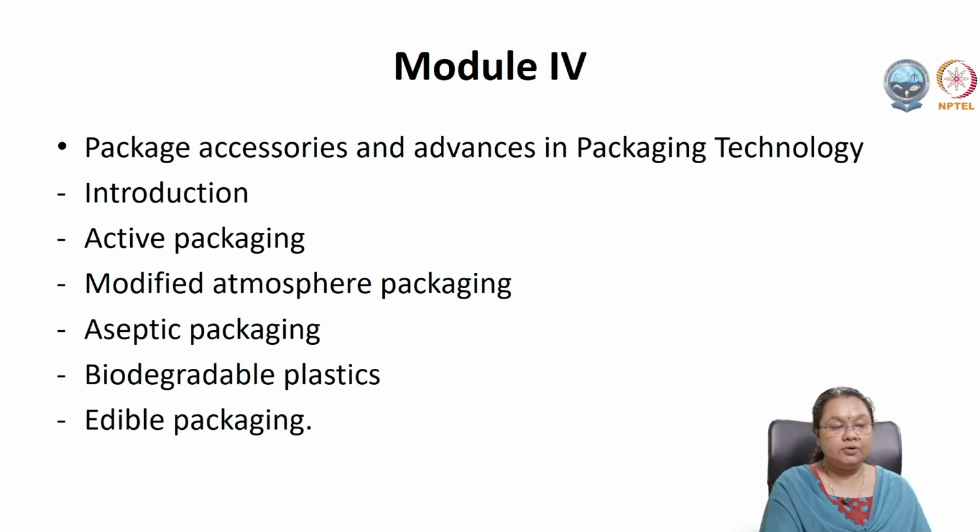And in the fourth module, we'll discuss different types of packaging systems, that is active packaging, modified atmospheric packaging, aseptic packaging, biodegradable plastics and edible packaging. Now these are coming up. Actually the packaging is a container which contains the food and which will extend the shelf life of the product. But most of the packaging materials may have poor barrier properties. They may allow water or moisture to enter into the package, or gas may enter into the package. For these reasons, the shelf life may not be extended, the product may spoil easily.